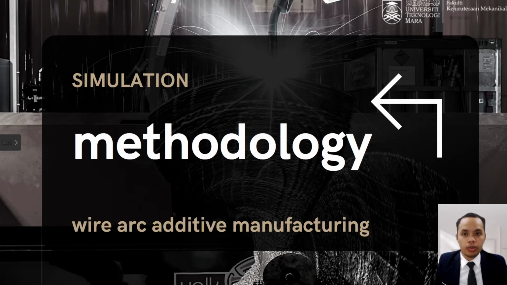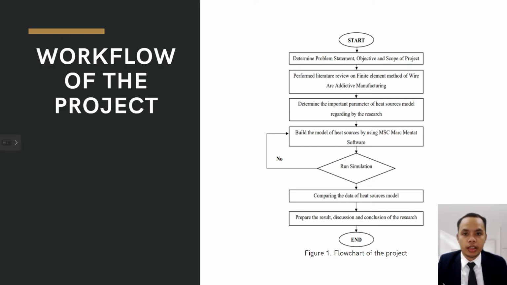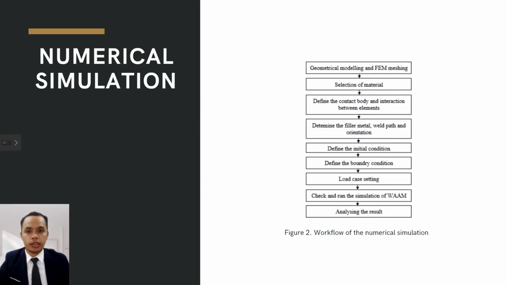Okay, now we proceed with methodology, where the procedures and techniques are used to achieve the objectives of the project. As you can see on the screen right now, here is the flowchart of the whole project in FYP1. For this FYP2, we start by building the WAM model by using MSC Marc. So here is the flow and steps for modeling the WAM model using MSC Marc, starting from geometric modeling till analyzing the result. I will discuss more detail on the next slide.